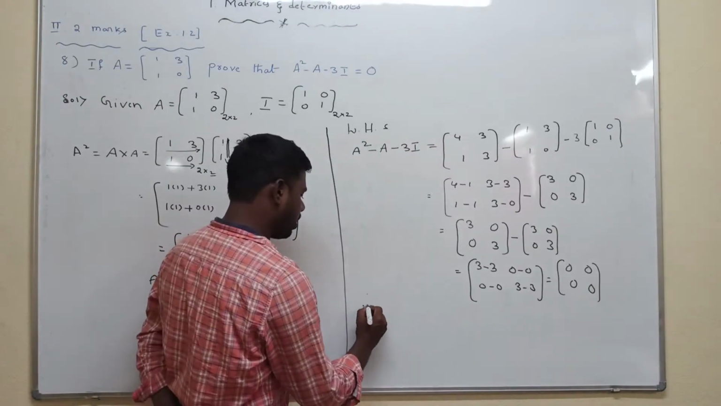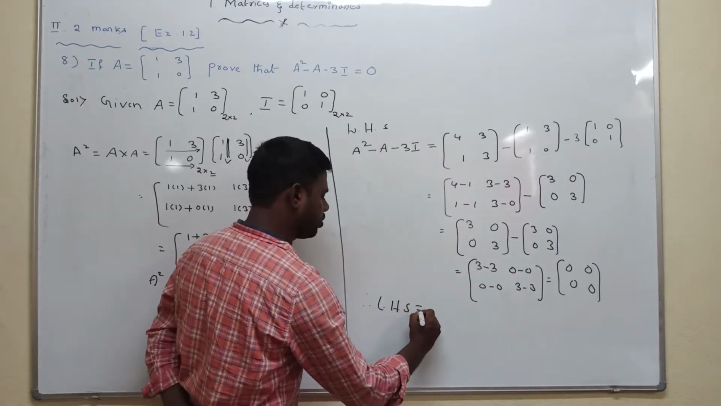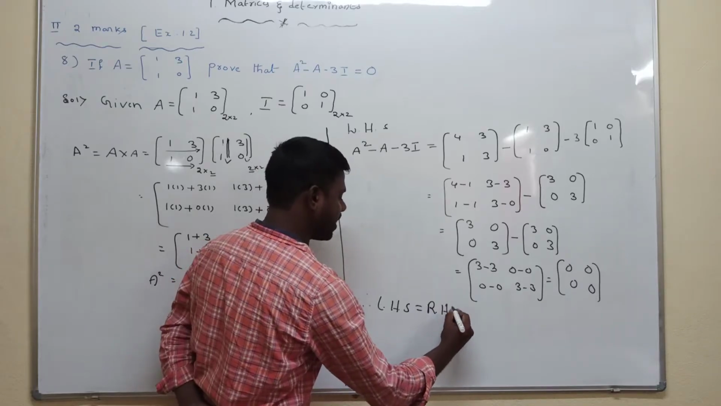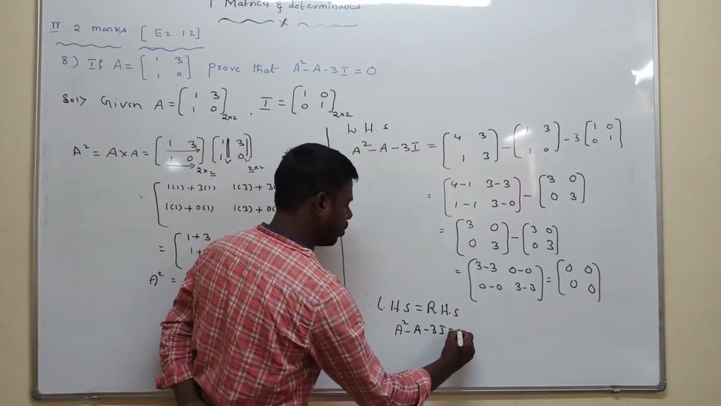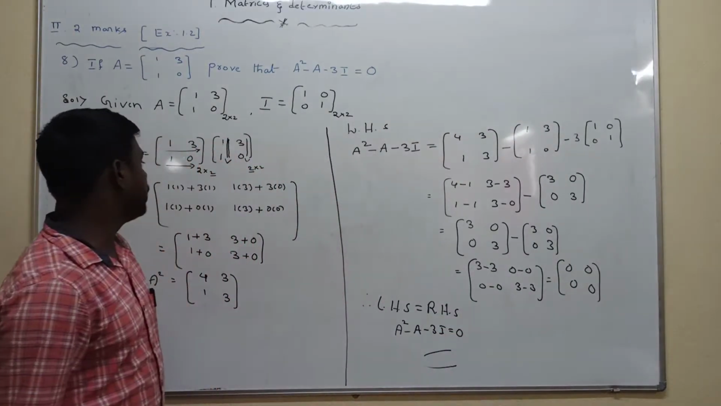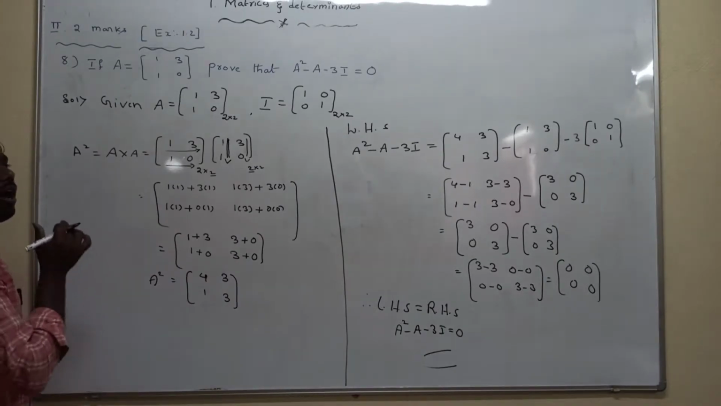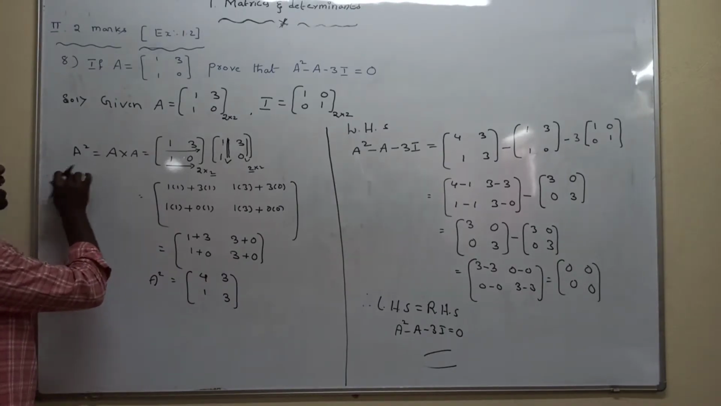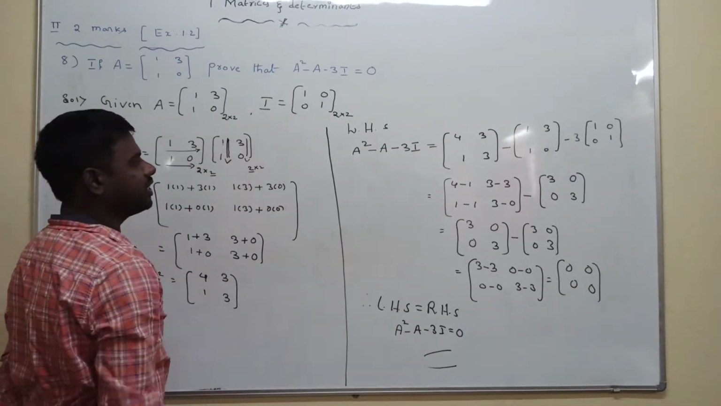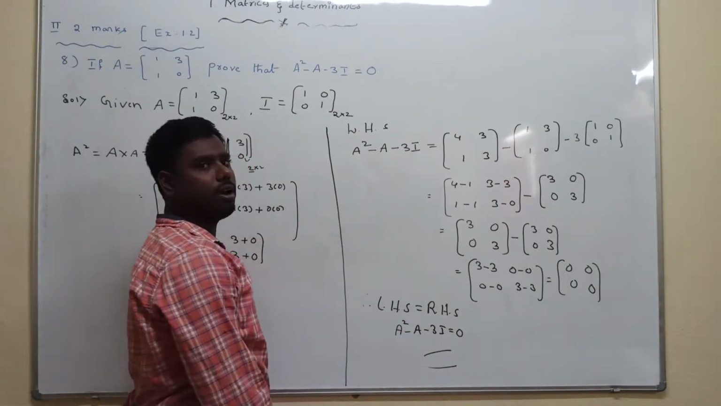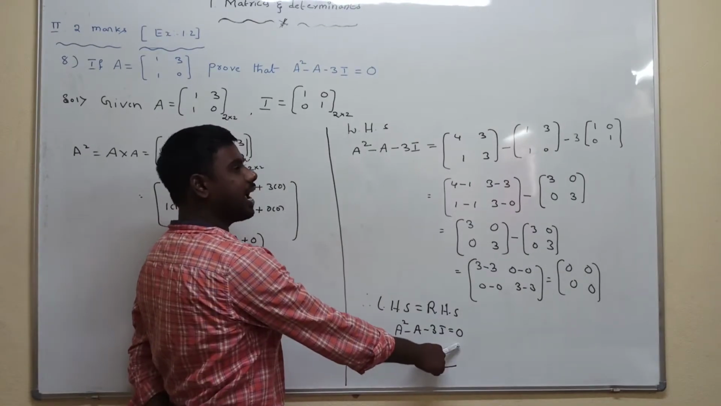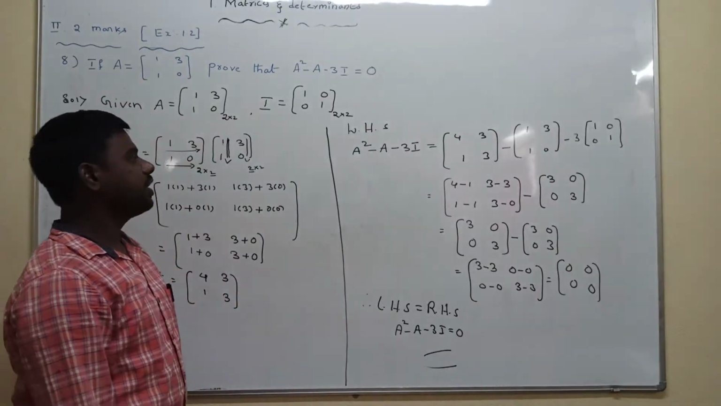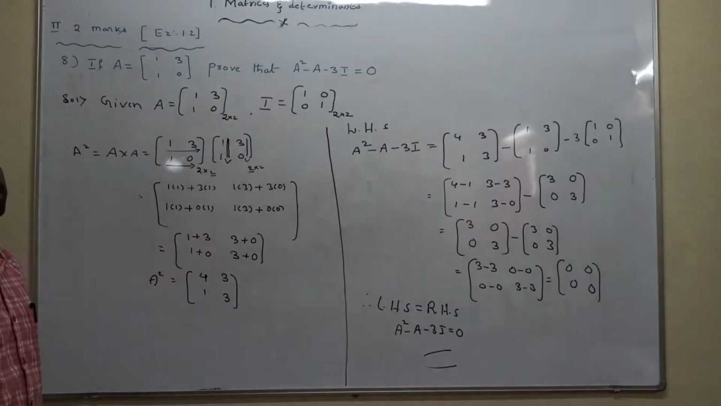So finally, write the conclusion: LHS is equal to RHS. What is the LHS? A square minus A minus 3I is equal to 0. First we need to calculate A square. After finding the A square value, take the left hand side condition and substitute the A square matrix, the A matrix and the identity matrix. Finally, we get the right hand side, that is a null matrix. This is required for this solution. So you have understood how to solve this question as well.